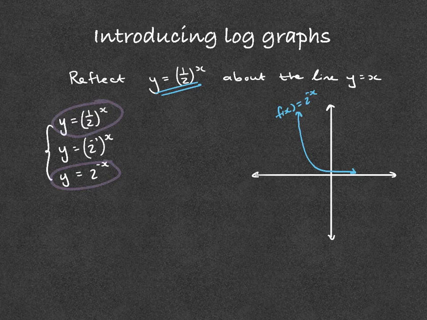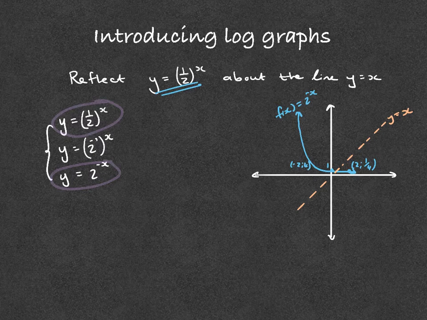So what we're going to do to this again is reflect it about the line y is equal to x. So if you draw the line y is equal to x in, there's the line y is equal to x. And what's going to happen? We just need a couple of points there. So it intersects the y-axis at 1. Another couple of points there. So the point 2, for example, if x is equal to 2, that would be the point a quarter. If x is equal to minus 2, that would be the point 2 to the power of minus 2, which is 2 to the power of 4.